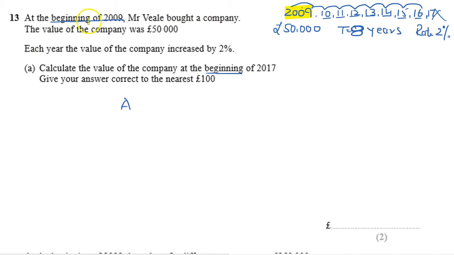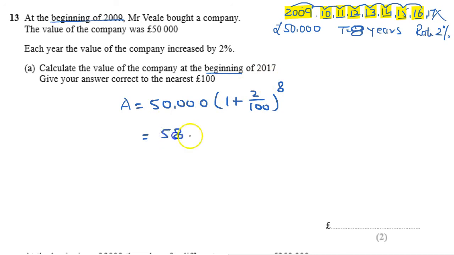So you can say this is at the beginning of, so 2009 will be calculated as 1 2 3 4 5 6 7 8. So T will be 8 years. So the amount will be, principal was 50,000, 1 plus, it is increasing, so plus, R is 2 over 100 to the power 8. So if you calculate, it will be 58582.969.